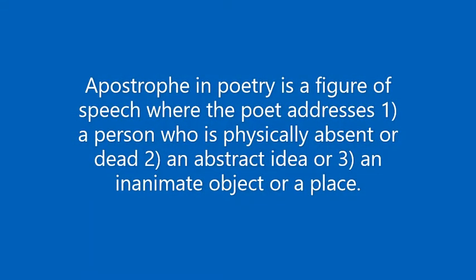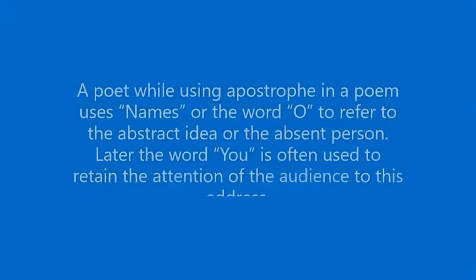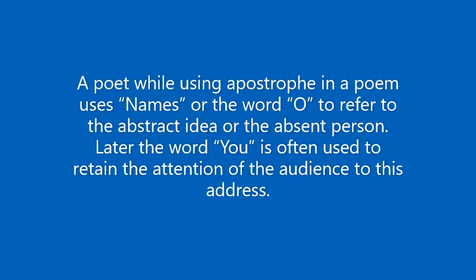An apostrophe in poetry is a figure of speech where the poet addresses: 1. a person who is physically absent or dead, 2. an abstract idea, or 3. an inanimate object or a place. A poet, while using apostrophe in a poem, uses names or the word "O" to refer to the abstract idea or the absent person. Later, the word "you" is often used to retain the attention of the audience to this address.